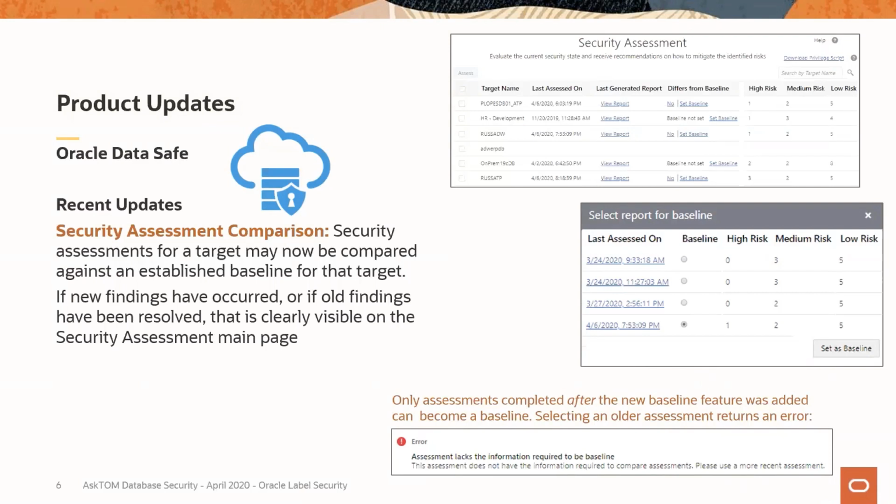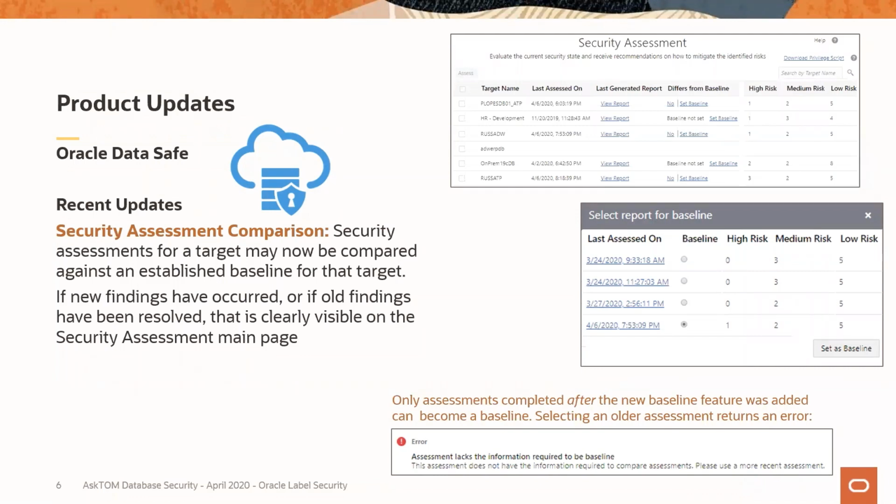Now, one caution: this is a new feature. We just rolled it out earlier this week on the 6th. So if you have a security assessment that was run before we rolled out the baseline feature, you can't make that assessment part of a baseline. Your assessment has to have been done on the 6th or later for it to be eligible to be a baseline. If you do select an older assessment, the error is pretty self-explanatory. You can see it here on the screen.